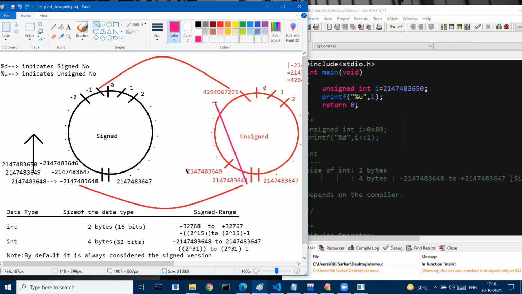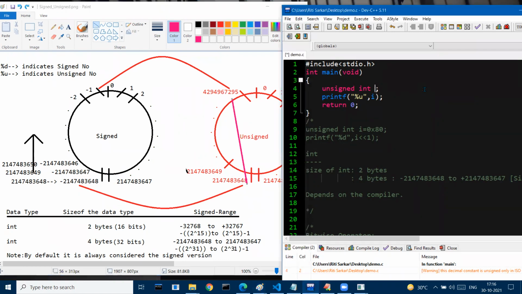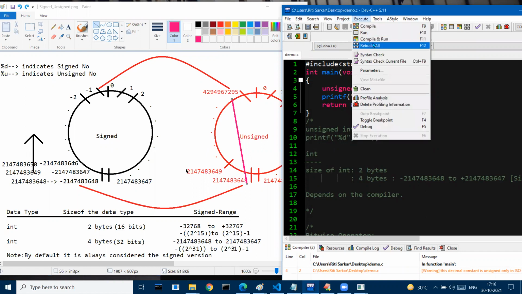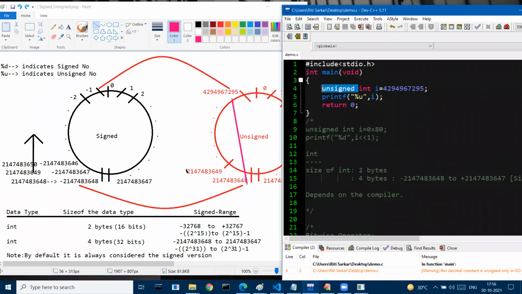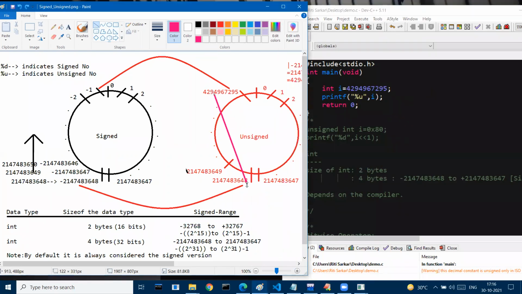In the same way, for unsigned, this value, 42, 94, 96, 72, 95, since it is unsigned, the exact value will be printed. But if I make it signed, you identify what the equivalent value is for this. Minus 1 will come now, sir.